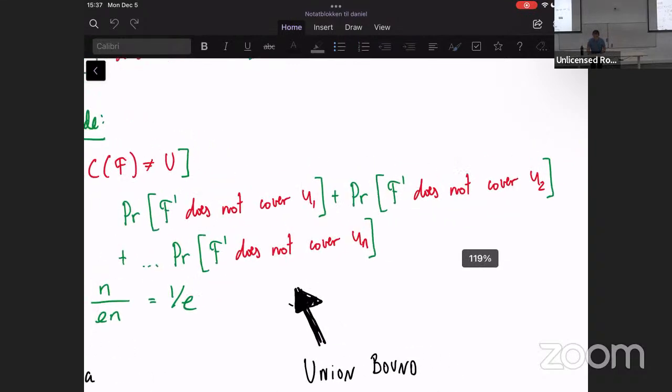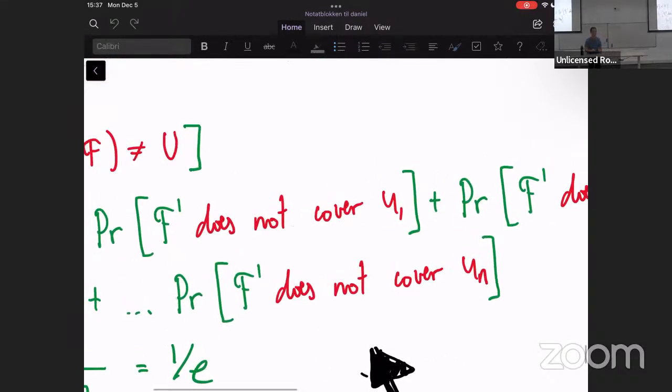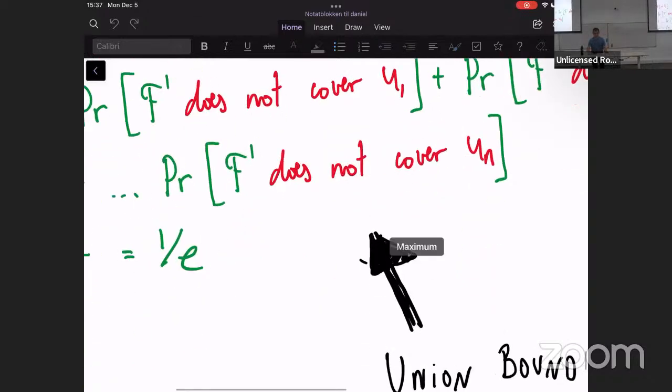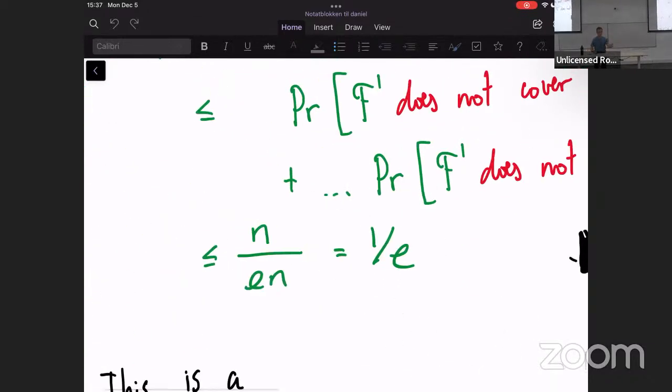So, we have n bad events. Each one of them happens with probability at most 1 over en. Then the probability that at least one of them happens is at most 1 over e, since n over en is 1 over e. So, with probability at least 1 minus 1 over e, the family that I output covers all of the universe.